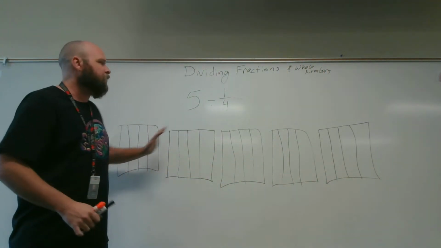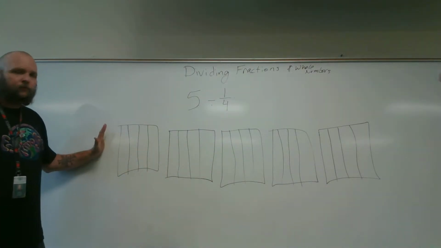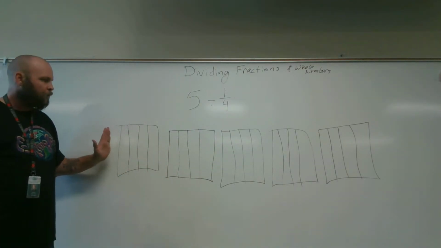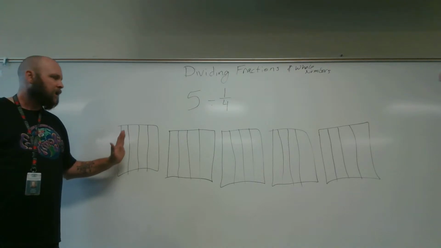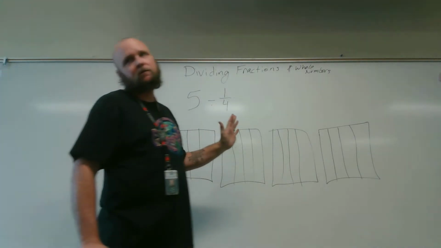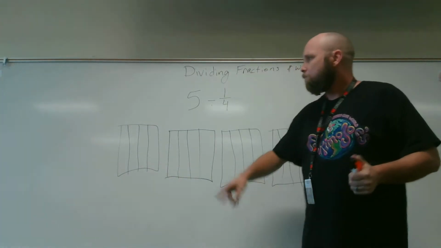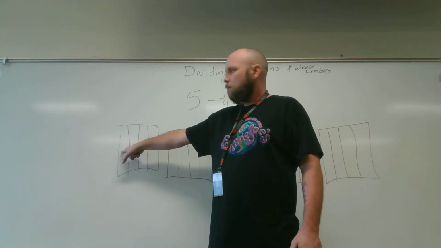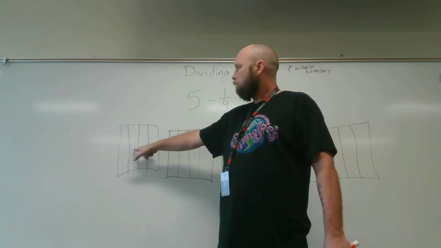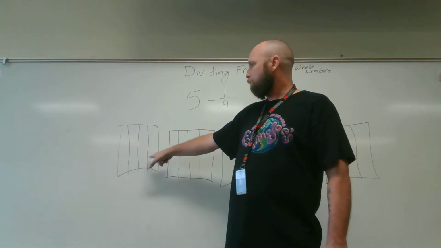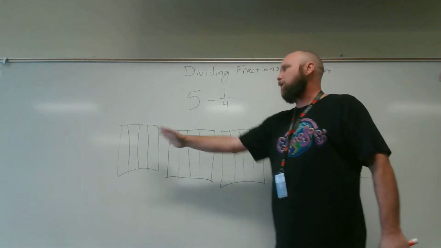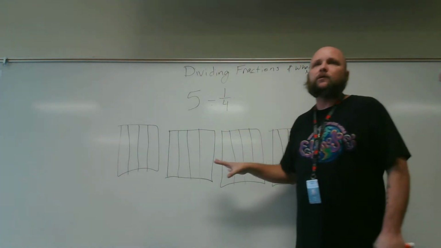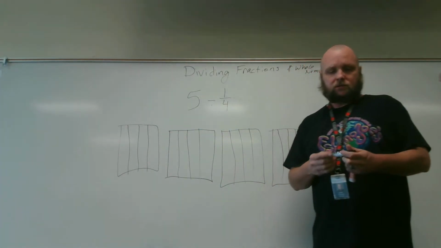Okay? So we've taken 5 pounds. Each one of these big rectangles is a pound. We've divided those 5 pounds into fourths. So this is like 1 meal here. 2 meals here. 3 meals here, and 4 meals here. So we've taken that and we've divided each pound into 4 meals.